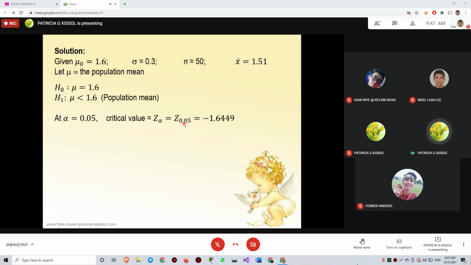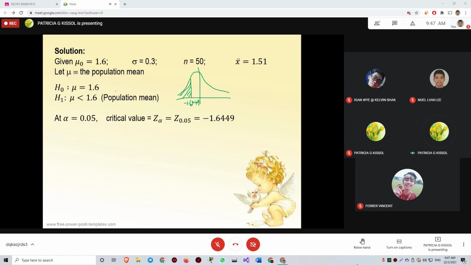Because you still refer to 0.05, it's still 1.6449. But notice that it is on the negative side. So it will be something like this. Sorry about my drawing, it's a bit crooked on one side, but it's on this side. And it will be negative 1.6449.